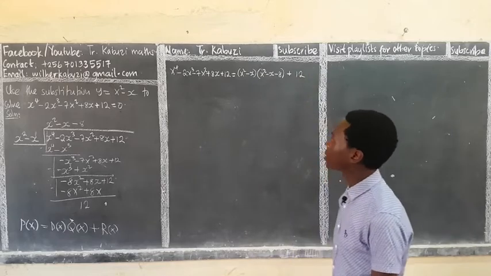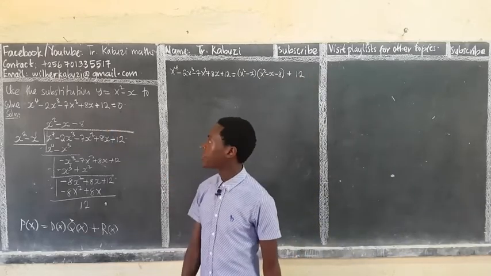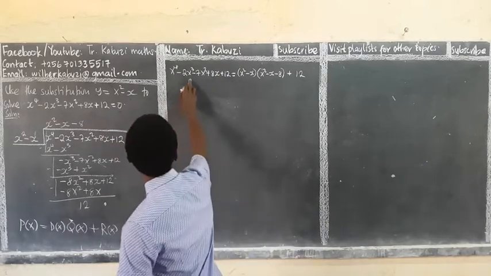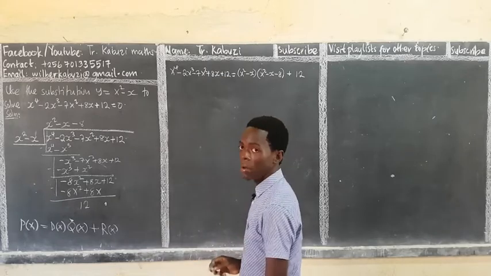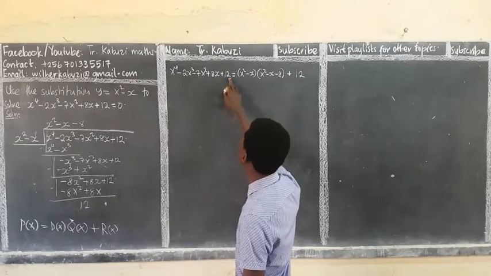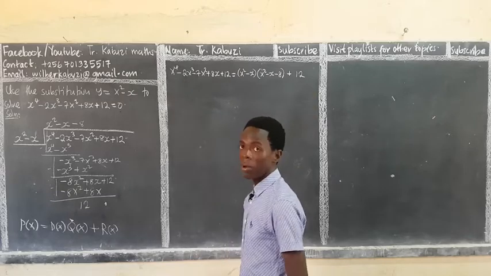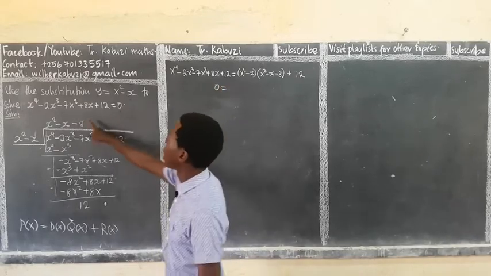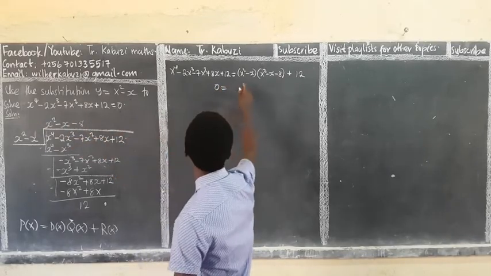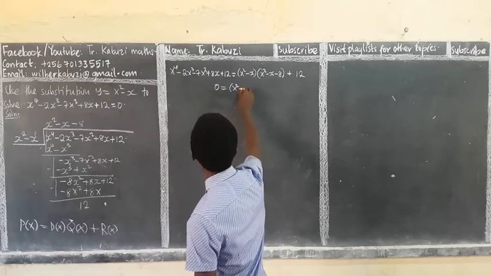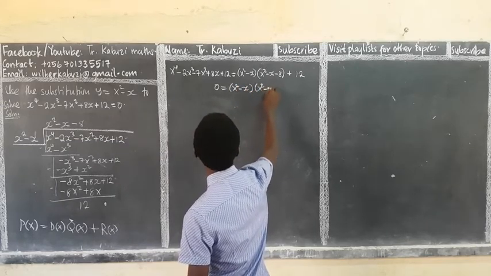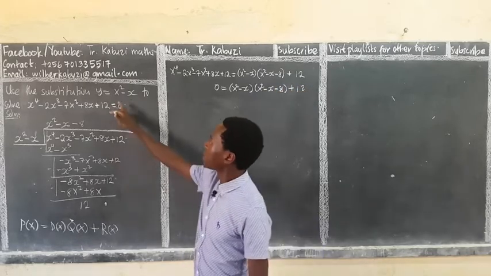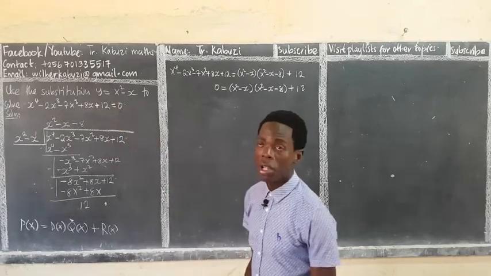But remember, they told us to solve this when the whole of this is 0. So if this is 0, it means that this is also going to be 0. So I have 0 equal to x squared minus x, times x squared minus x minus 8, then plus 12. But it told us that x squared minus x is equal to y.